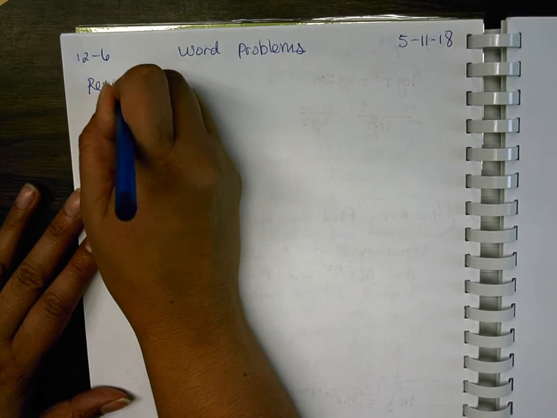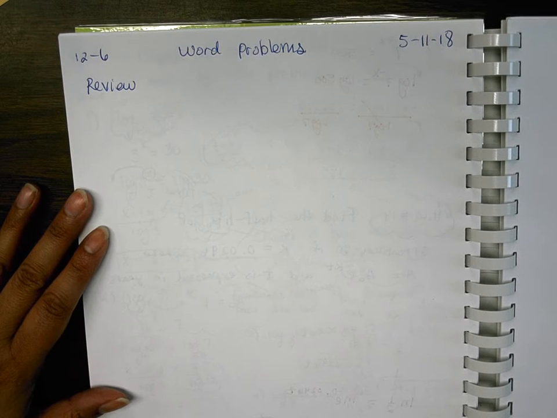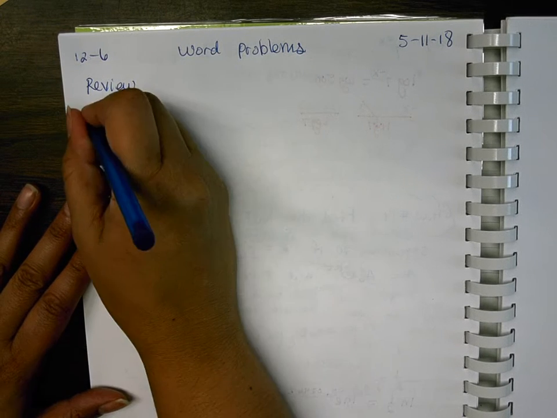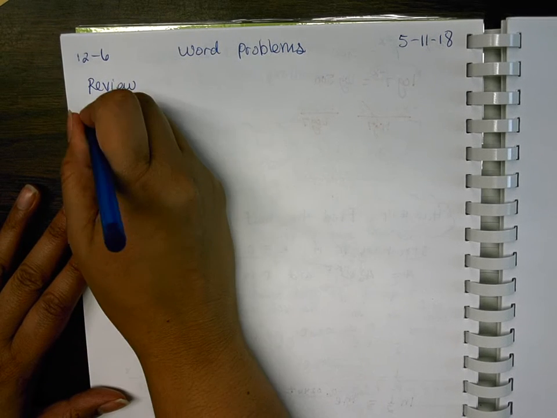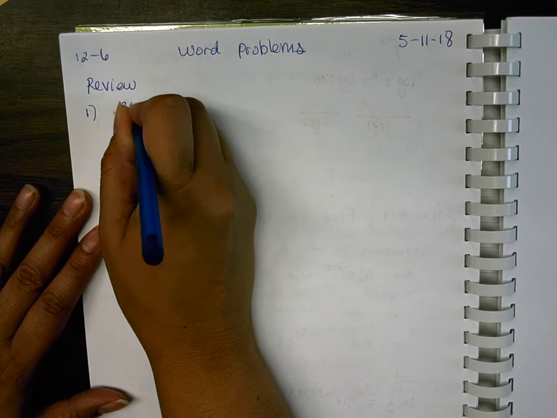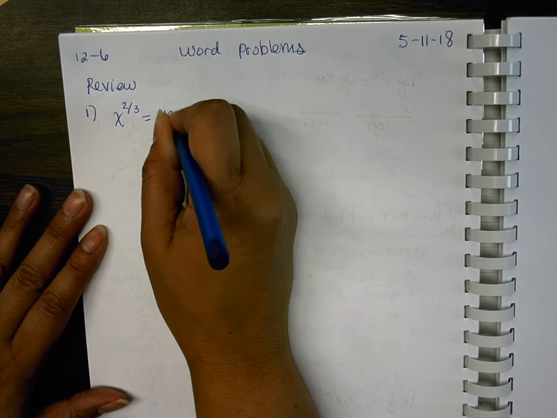First piece is a quick review from when I was gone, as well as there's questions like this on today's assignment, whoever was asking. Do we need to know it? Yes. All right, x to the 2/3 equals 19.